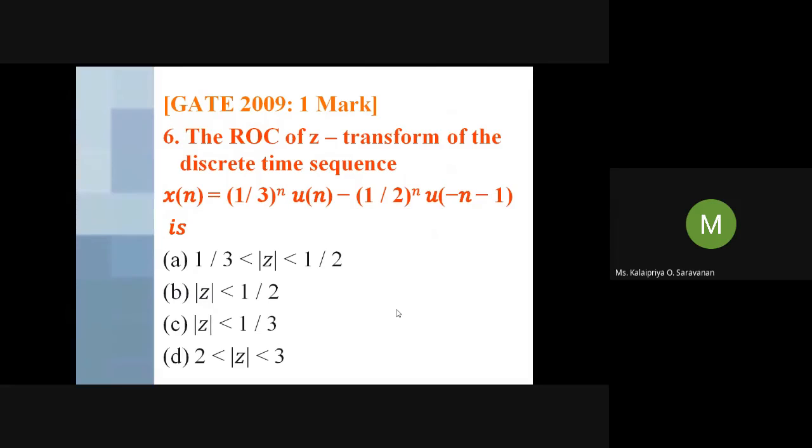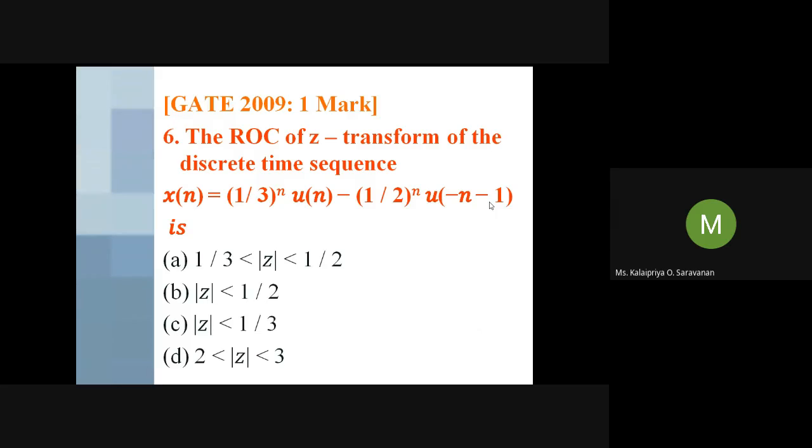Again, they have asked you for the ROC of the given sequence. They have given a discrete time sequence: x of n is equal to (1/3)^n u of n minus (1/2)^n u of minus n minus 1. To find the ROC, what do you need? We will have to take the Z transform and then find the ROC.